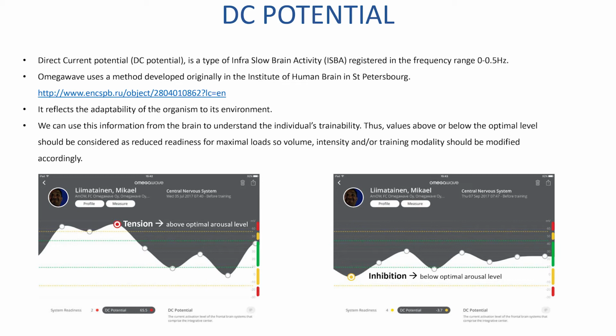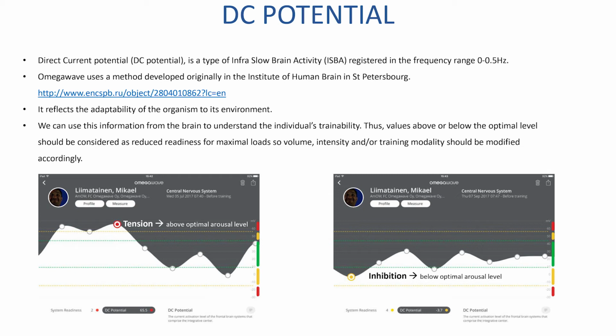Basically, Ilyukhina developed an approach where DC potential reflects the level of activation of a super slow regulatory system, let's say. The level of the DC potential reflects the functional state of the nervous system, like a wakefulness level, and reflects adaptability, the ability of the organism to adapt to the environment.